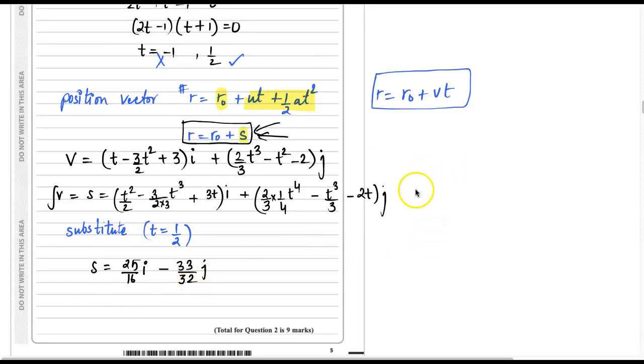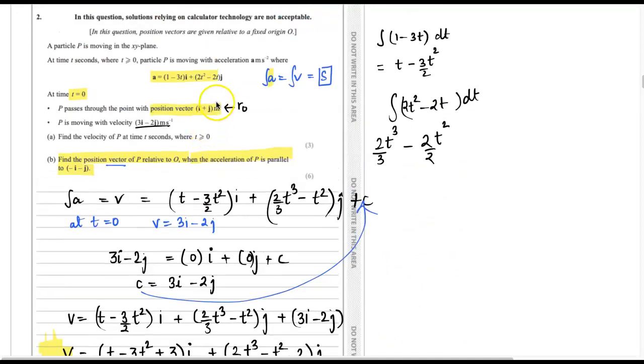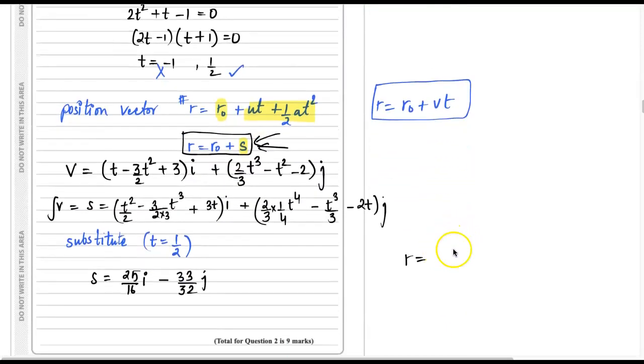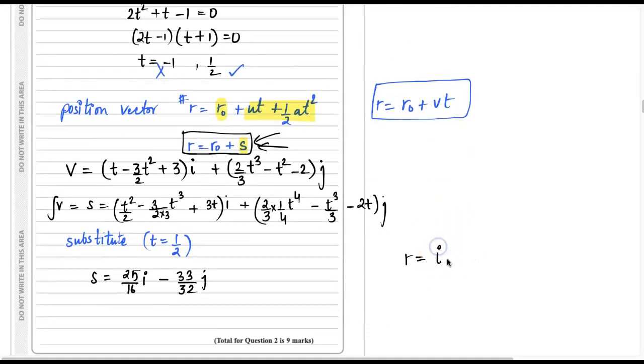So let's do that in the white space here. R equals R naught. What's the value of R naught? Was 1 i plus j. Okay, R naught was i plus j plus 25 over 16 i minus 33 over 32 j. I just missed c; the c would be there, we can ignore that.